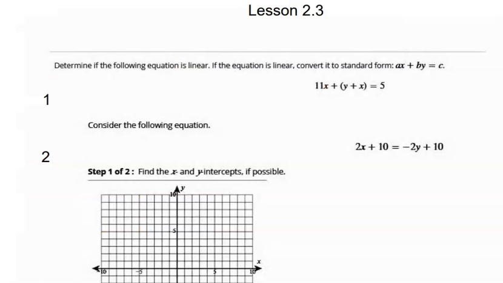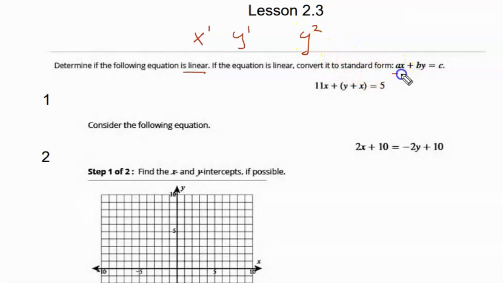Starting with this then, item number 1, determine if the following equation is linear. Well, generally something is linear if your x values and your y values are to the first power. Once they go to the second power, then they're no longer linear, they're quadratic.